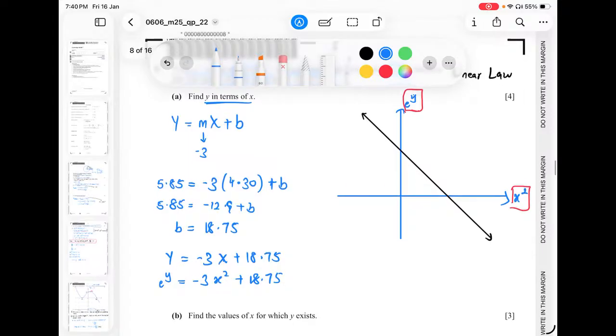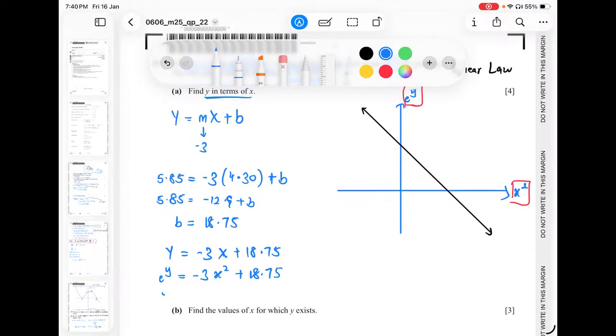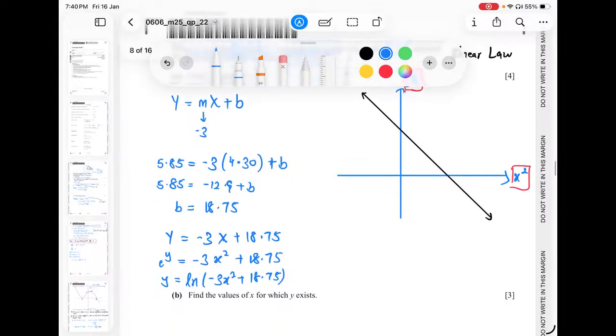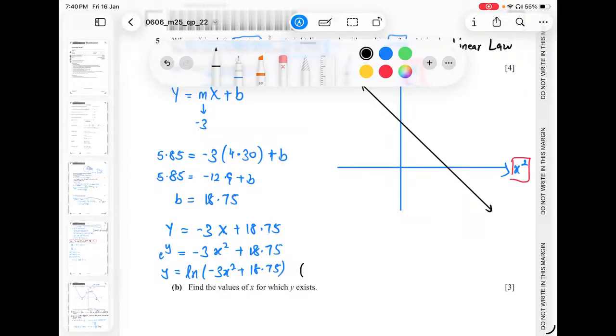Now you need to write this as y in terms of x. So basically you get y itself, and when you move the e to the other side, it's going to be natural log. So that's going to give you y equals ln of negative 3x squared plus 18.75. So that's your final answer. Just remember to not leave it at the earlier step. That is wrong. You need to substitute the e to the power y and x squared, or the axis labels, into the equation to find the exact answer.